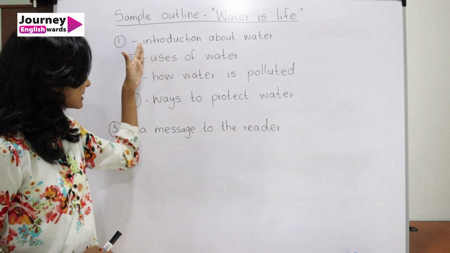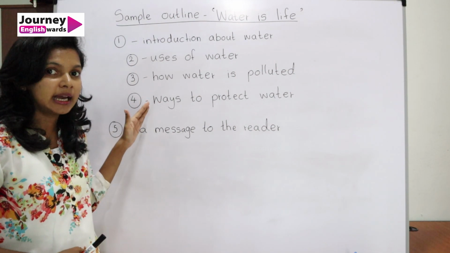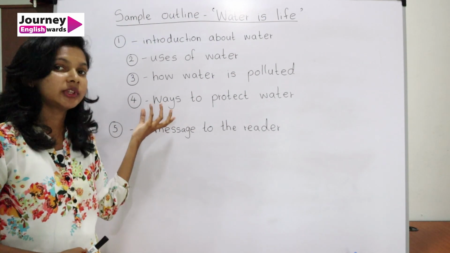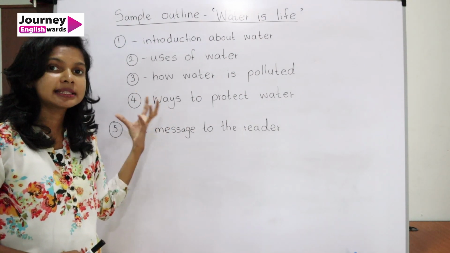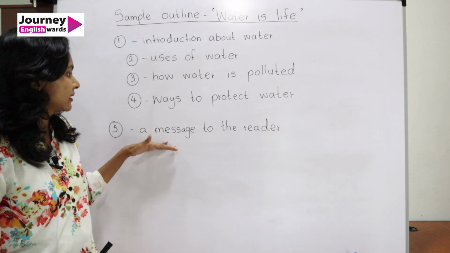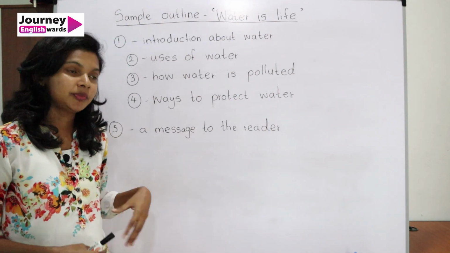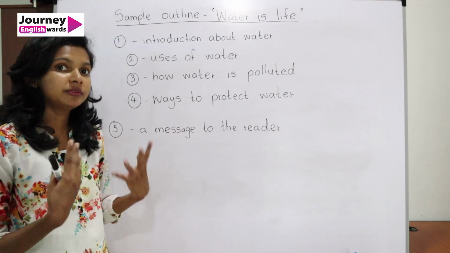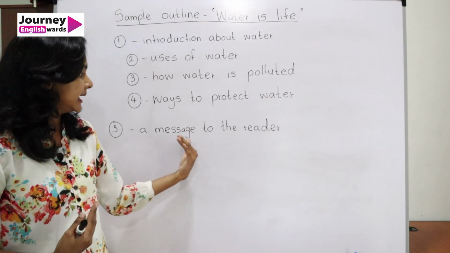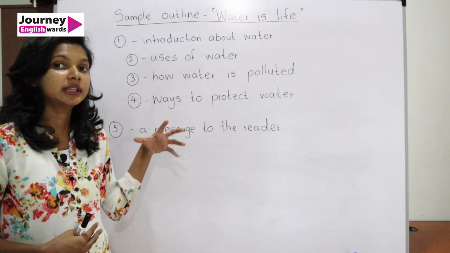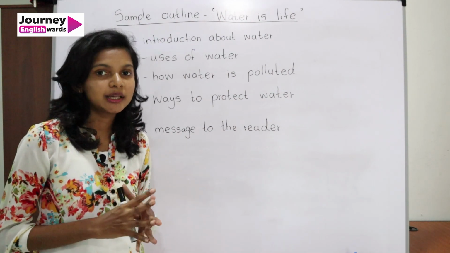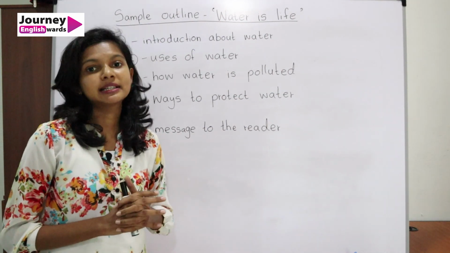Now you can see there's a logical sequence of the ideas. When you organize and sketch your essay before writing in this way, you will not repeat the same thing in all the places in the essay. Right? So in the last paragraph you can give a message to the reader, maybe to protect water. You can invite them by suggesting different ways for them to protect water, and you can end your paragraph in a very nice way. In this way, if you organize your essay, you will be able to create a very perfect and organized essay.